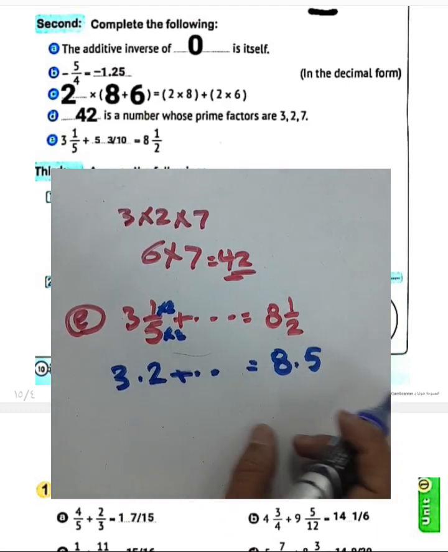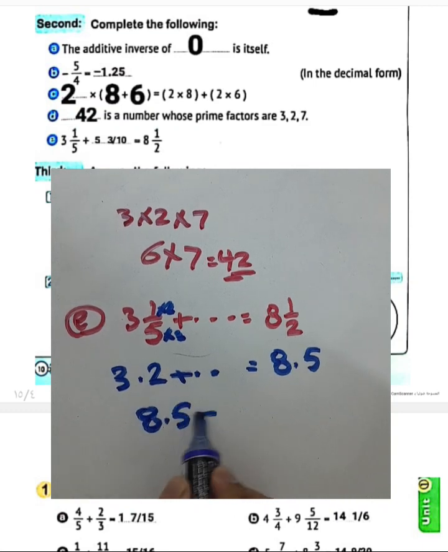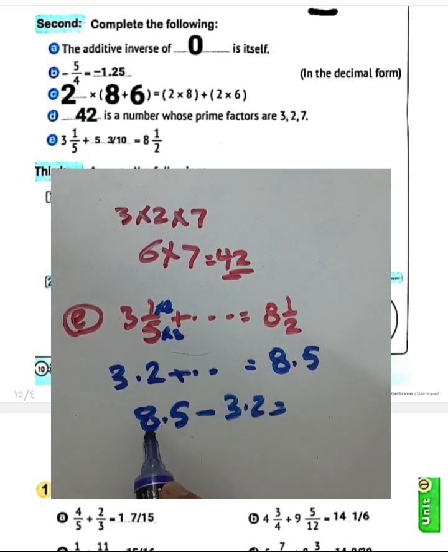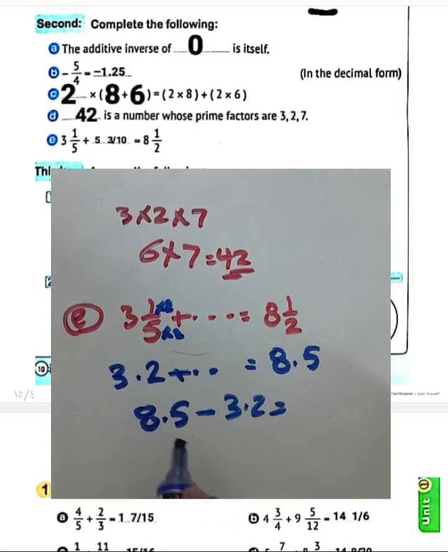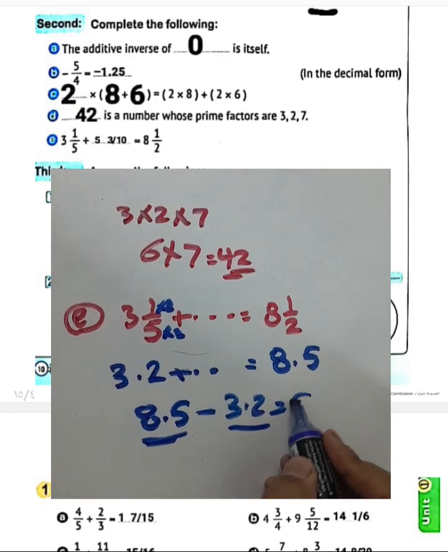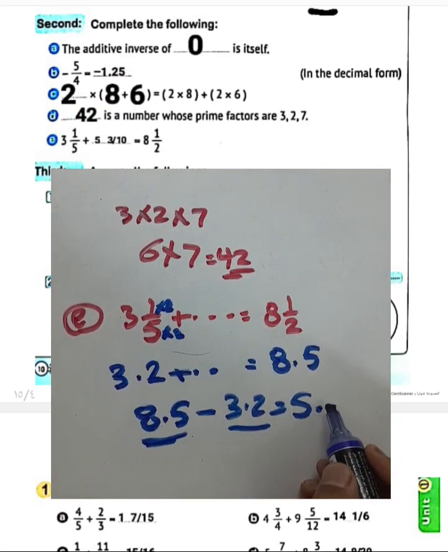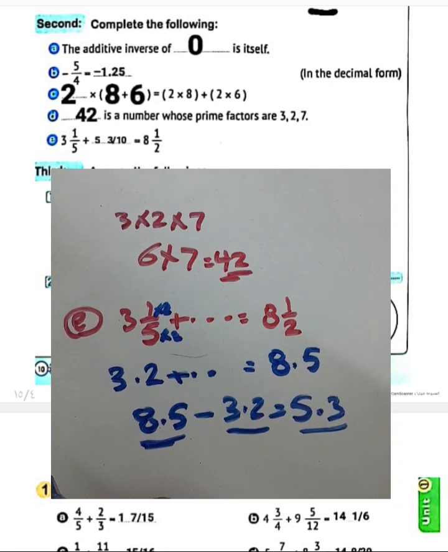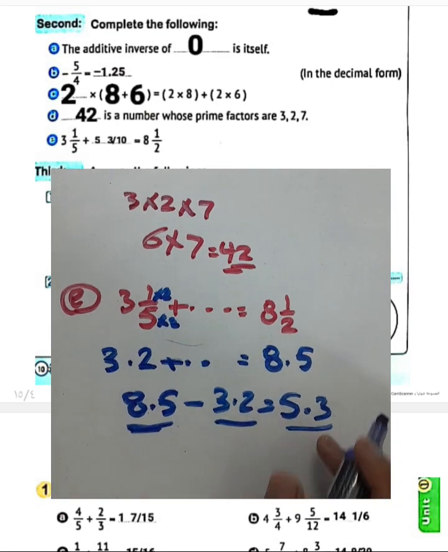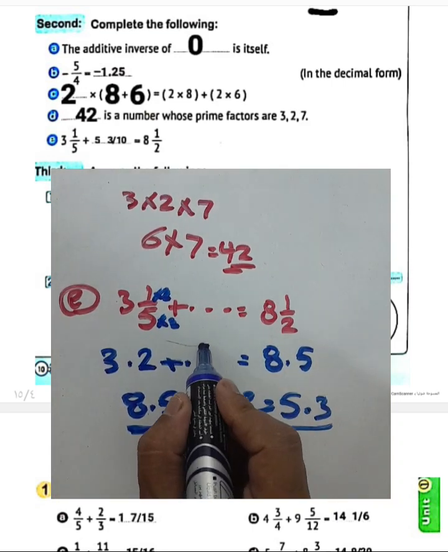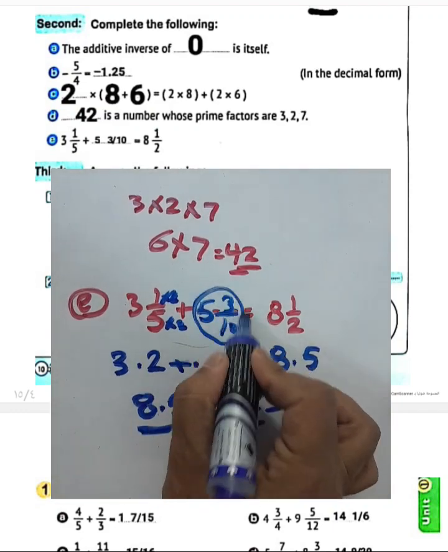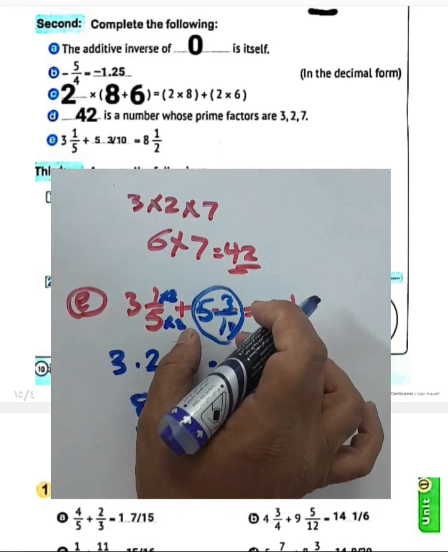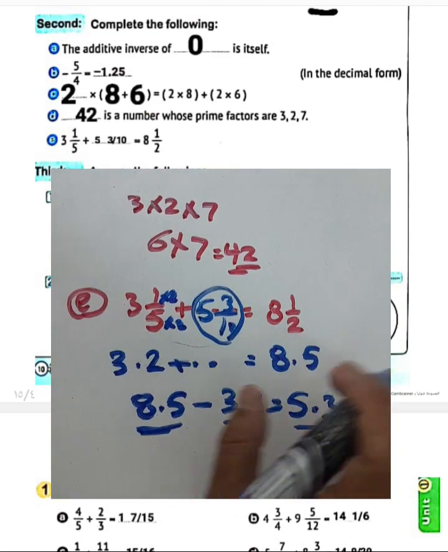We can find the difference between the two numbers, right? 8.5 subtract 3.2. We call 8.5 the minuend, and 3.2 the subtrahend. 8 minus 3 equals 5, 0.5 minus 0.2 equals 0.3. Then the result will be 5 and 3 tenths, or you can write in this example 5 and 3 over 10. You can write this number as a mixed number or as a decimal number, as you like. Okay, it's correct.